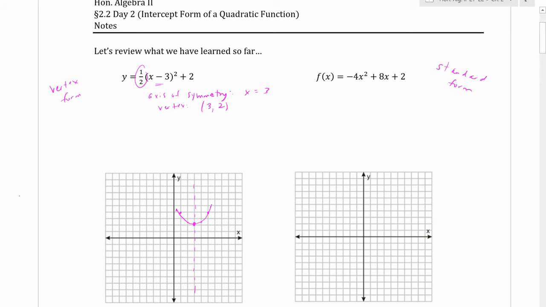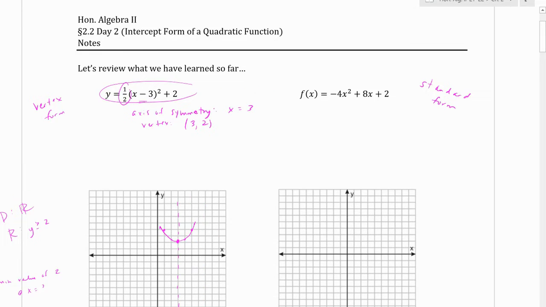We could talk about domain and range. The domain of this is all real numbers. I can plug anything in the world into that. But the range is going to be only y is greater than or equal to 2. We discussed, let's see, this one has a minimum value of 2 when x is 3. Right here it's decreasing, right here it's increasing from left to right. So we've talked about all these things, so this is good.